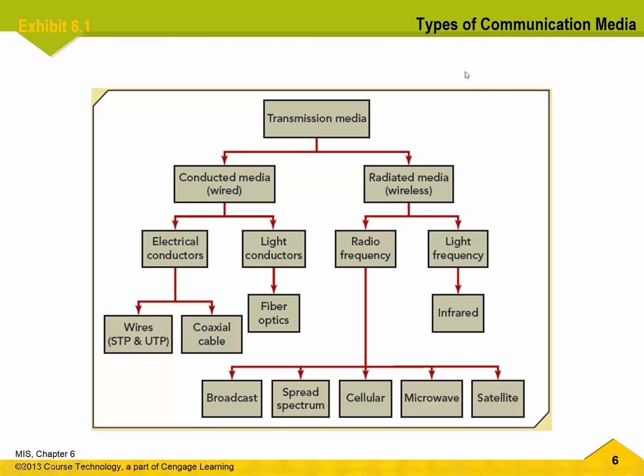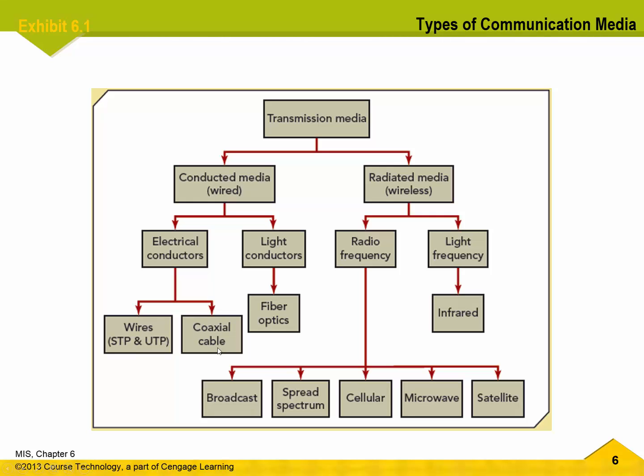Okay, types of media. We divide transmission media into conducted or wired media and radiated or wireless media. Wired media includes electrical conductors, so this is generally copper wire. We use twisted pairs, and so here the protocols here are STP and UTP. And we also use coaxial cable. This is the type of cable that is used with cable TV.